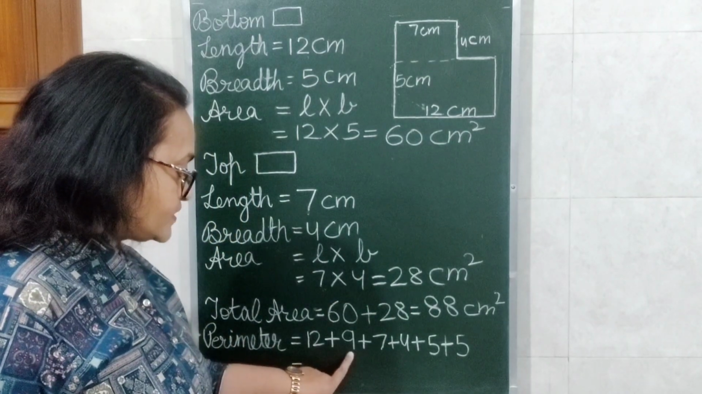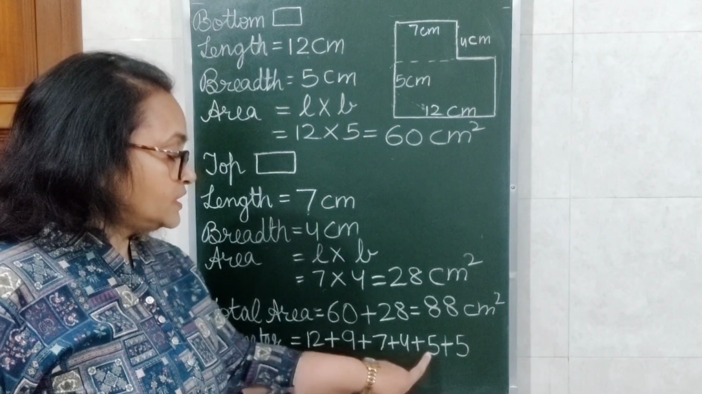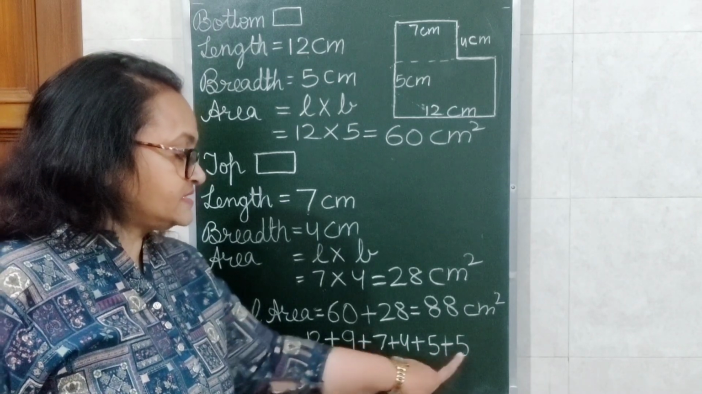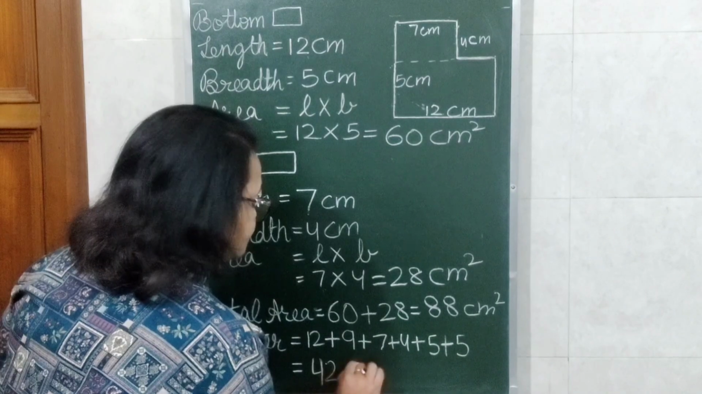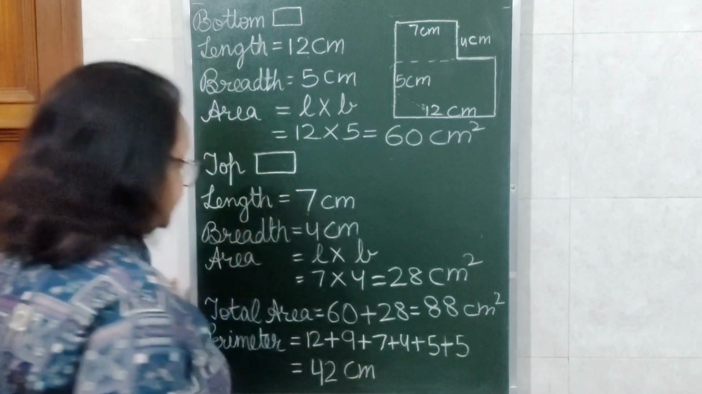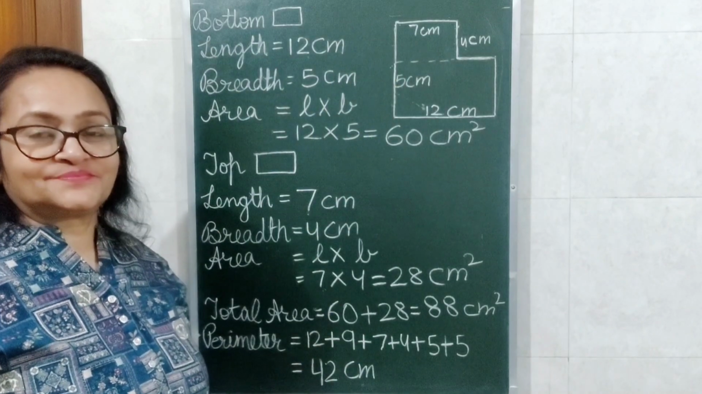12 plus 9 is 21, plus 7 is 28, plus 4 is 32, 32 plus 5 is 37, 37 plus 5 is 42 centimeters. 42 centimeter is the total perimeter of this composite figure, right?